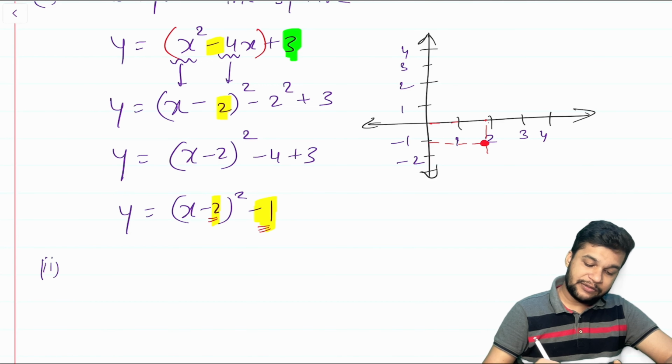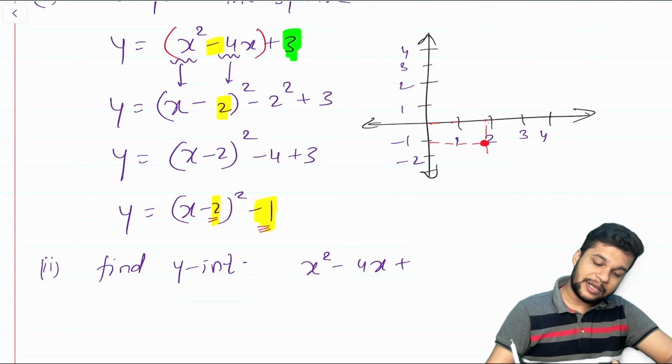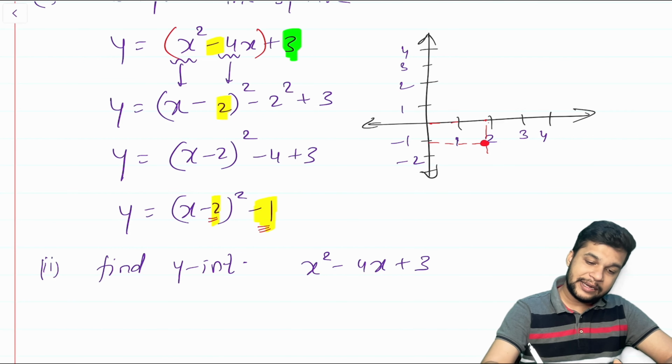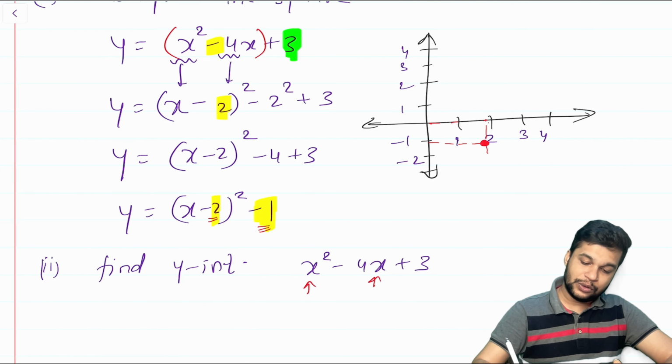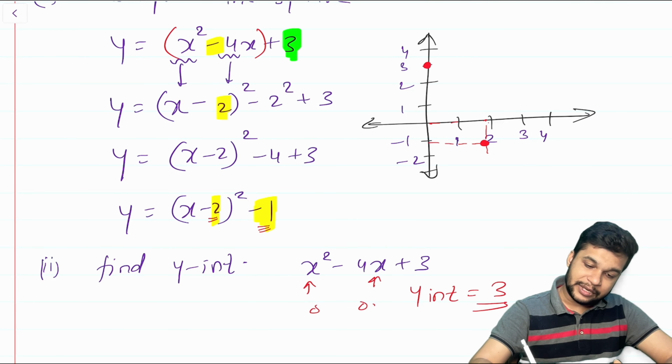Now the next point that I wish to draw is the y-intercept. So the second step is to find the y-intercept. What is the y-intercept? The equation was x squared minus 4x plus 3. If you substitute x as 0, it becomes 0 squared minus 4 times 0 plus 3. So the y-intercept ultimately will be just 3. I have substituted x as 0, so the y-intercept that I get from here is 3. Okay, so the y-intercept is here, it is 3.